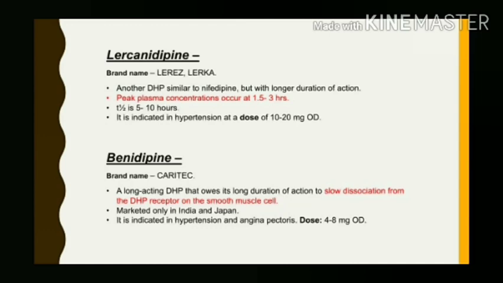This is a drug which reaches peak plasma concentration in just 1.5 to 3 hours. And the last drug is benidipine. Benidipine is a minor drug among the calcium channel blockers, and it is not used that much for the treatment of hypertension or tachycardia.